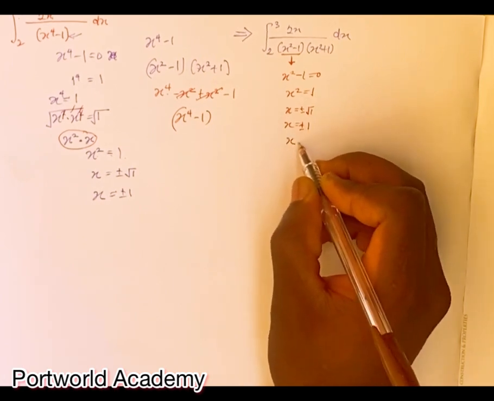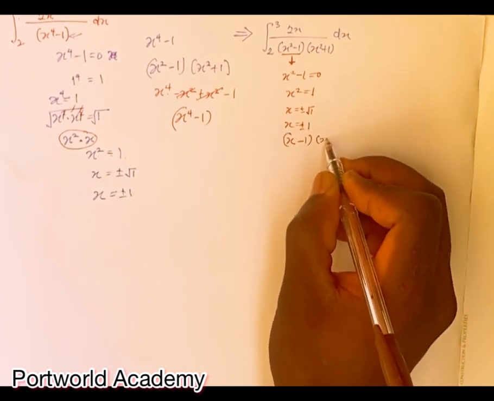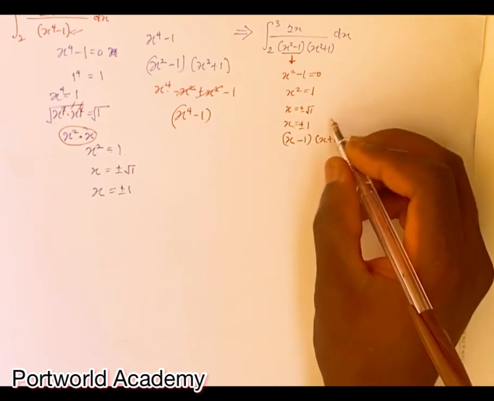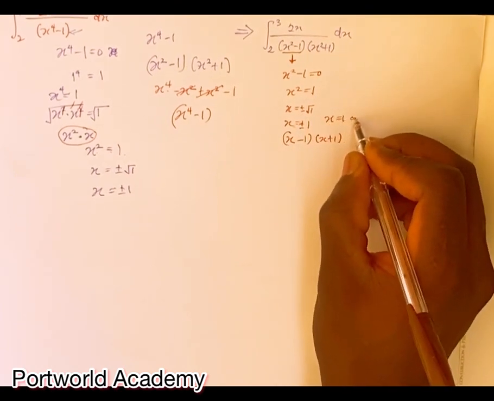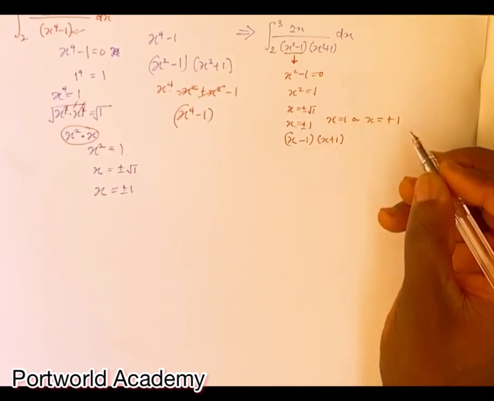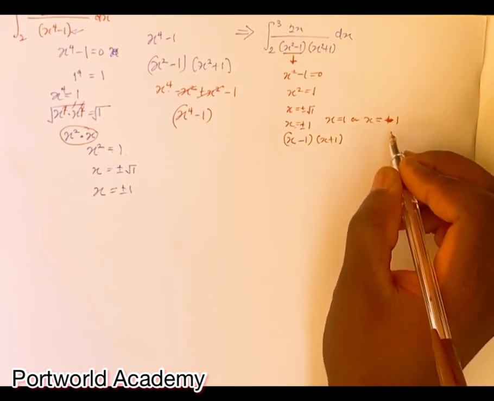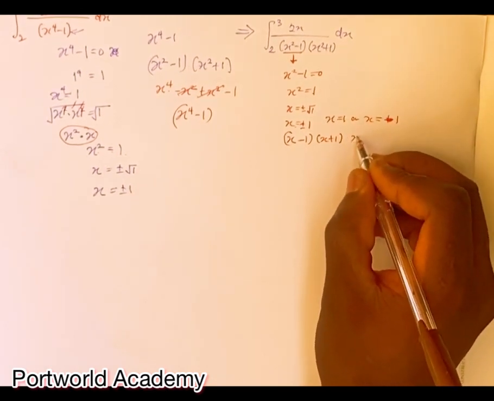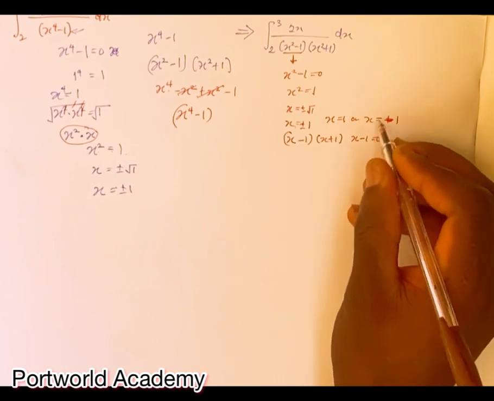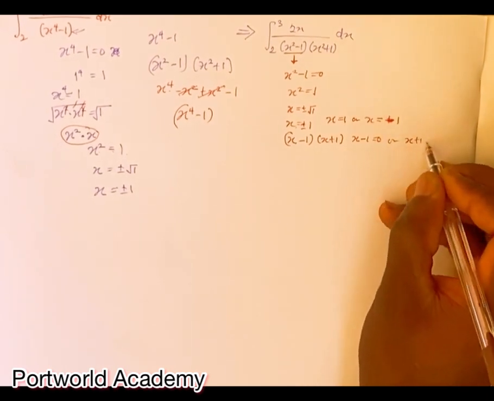That means my x minus 1 and also x plus 1 can work, because here this is x equals 1 or x equals plus 1. Minus 1 rather. So by the time I bring this side to this side, I'm going to have x minus 1 equals 0. And here, or x plus 1 equals 0.